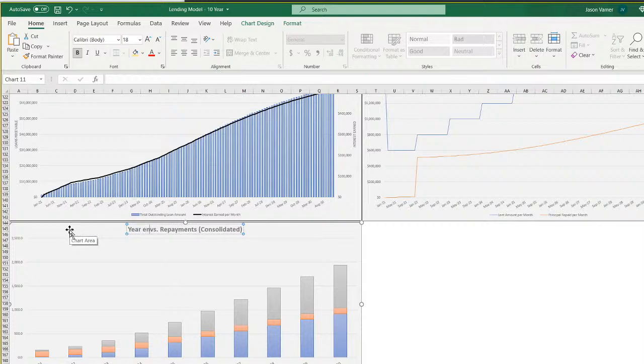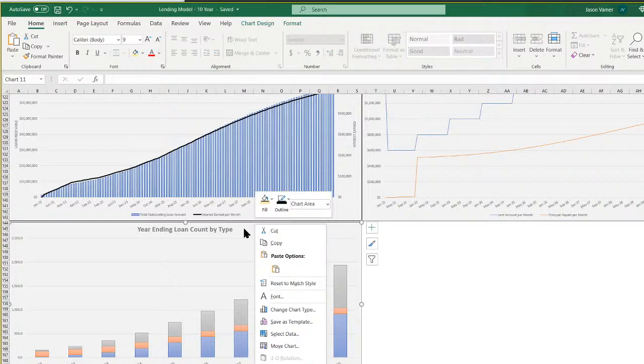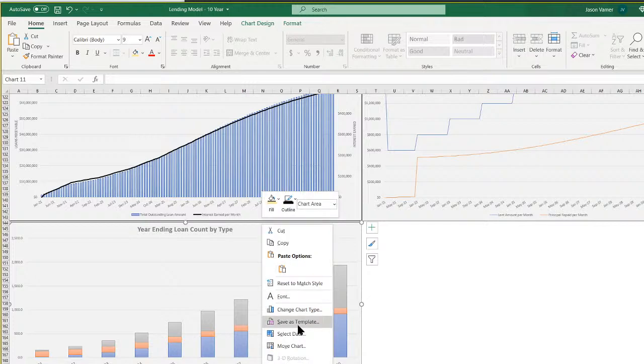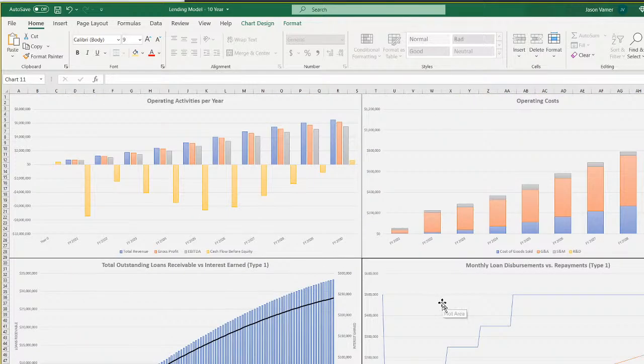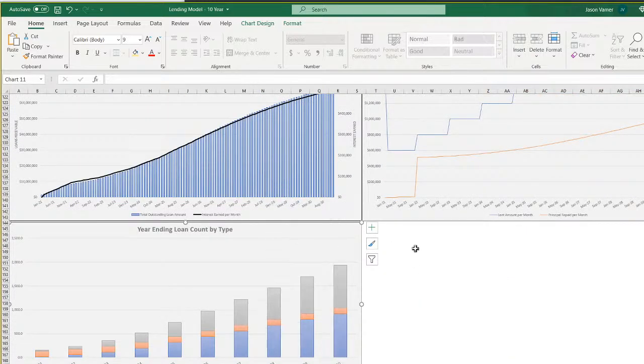So this is year ending loan count by type. And then what do we want to? We could add revenue, total revenue. Let's see, what do we do up here? We have not done revenue by type, so let's do a different chart.